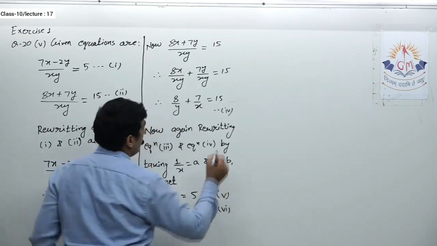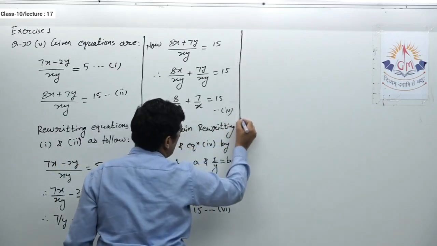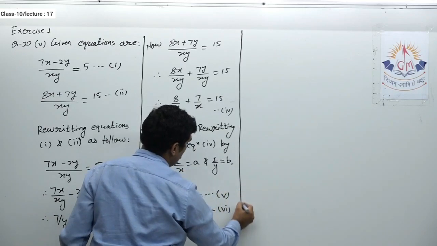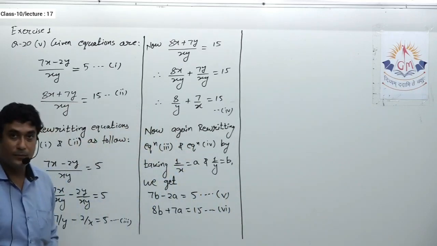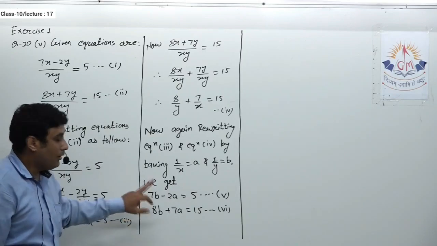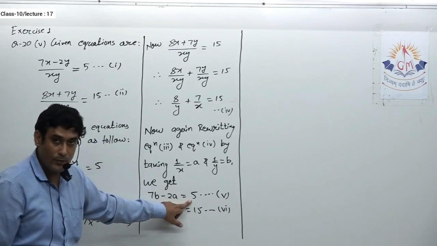Equation number 6. Now we have to solve 5th and 6th by any algebraic method, that is the cross multiplication method, the elimination method, or the substitution method. So now here I am using the substitution method. For that I will select equation number 5.